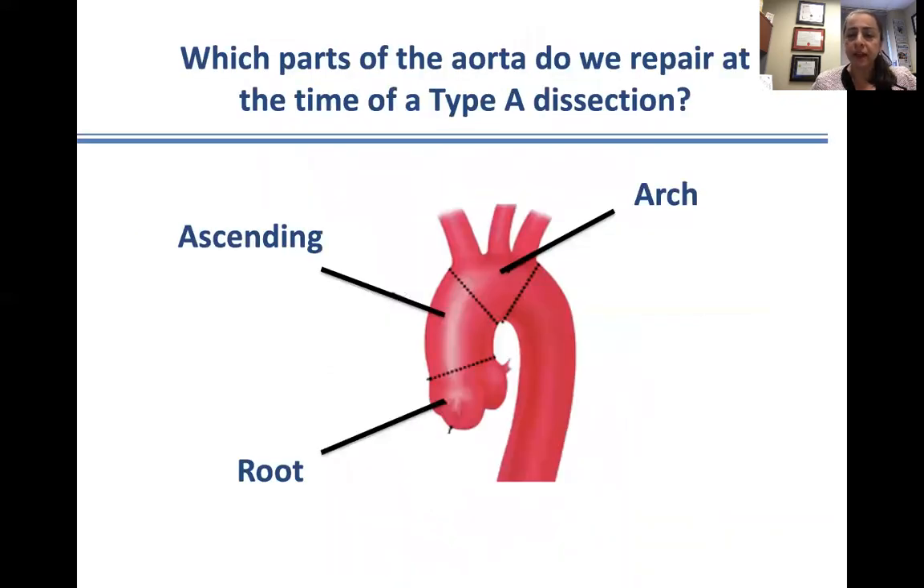So which parts of the aorta do we repair at the time of surgery for an acute type A dissection? Well, all of these surgeries require a median sternotomy, open heart surgery with the heart-lung machine. We always replace the ascending aorta, and sometimes we also have to replace the aortic root or the aortic arch. And we'll be speaking a little bit about why we do this in a few minutes.